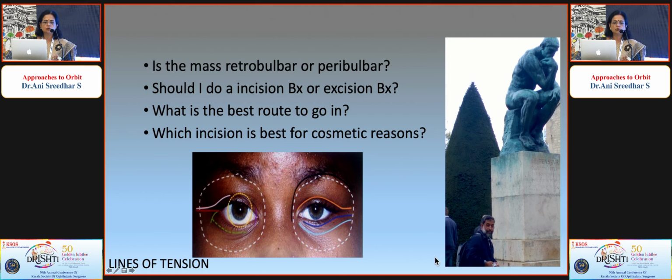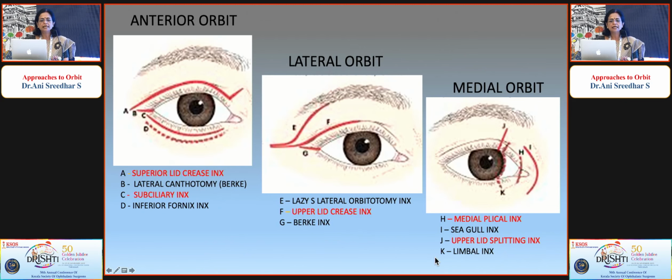Which is the best route to go in, and which is the best incision for cosmetic reasons? You should always follow the lines of tension which are shown here, to minimize scarring, because the face is a very important aspect of a person's personality. In the anterior orbit, we mostly go through the superior lid crease incision for the anterior superior orbit, and a subciliary incision for the inferior orbit.